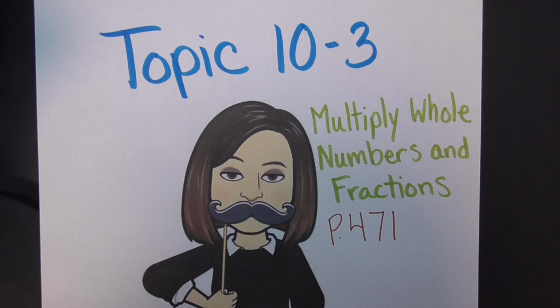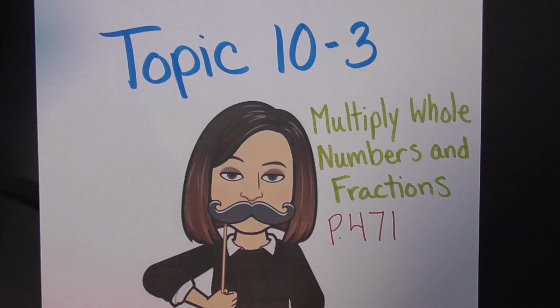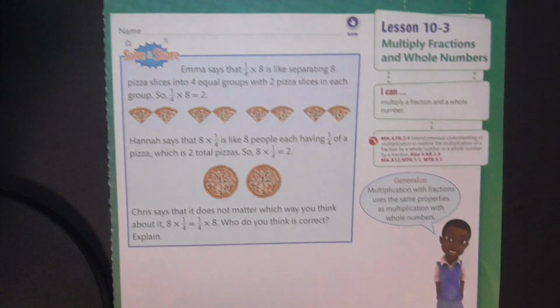I am Miss Cosmos and today we are talking about topic 10.3, multiply whole numbers and fractions. And this is on page 471 of your math textbook.